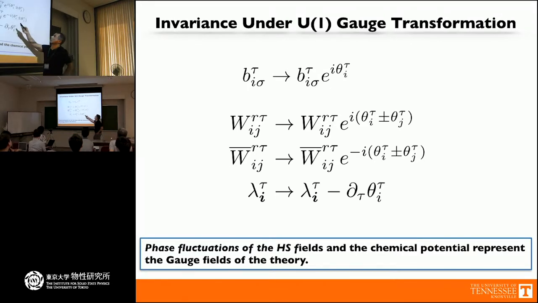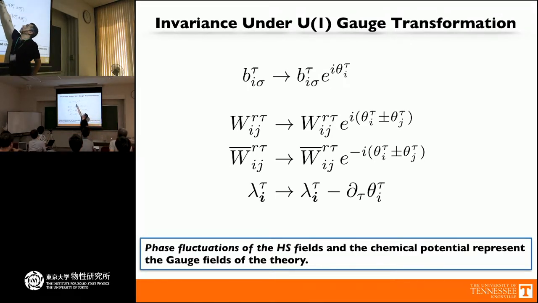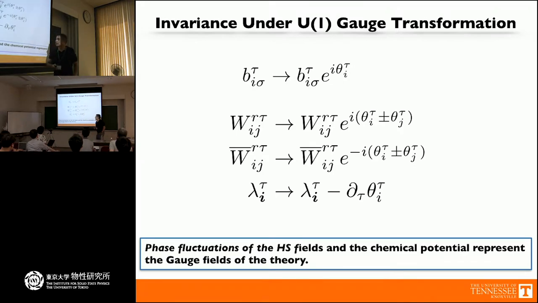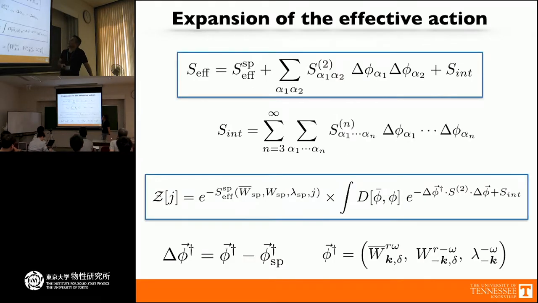So in some sense, what we have now is a matter field that is coupled to gauge fields. And we need to keep that in mind, because this gauge symmetry will lead to unphysical zero modes that somehow have to be removed from the theory along the process.